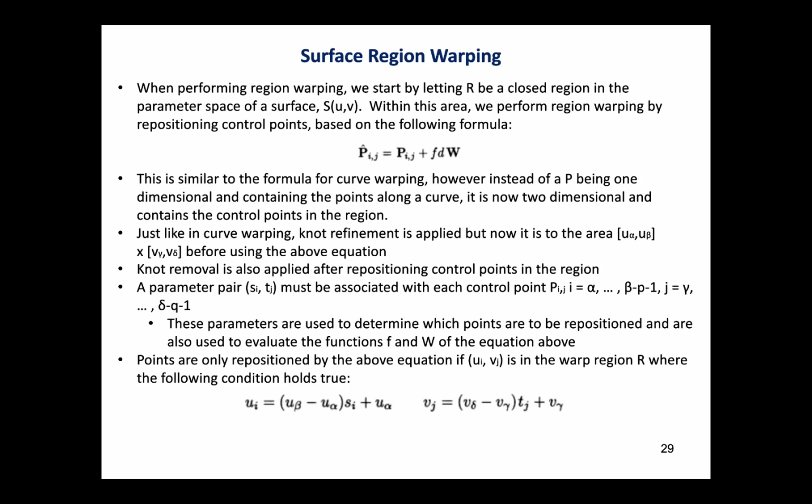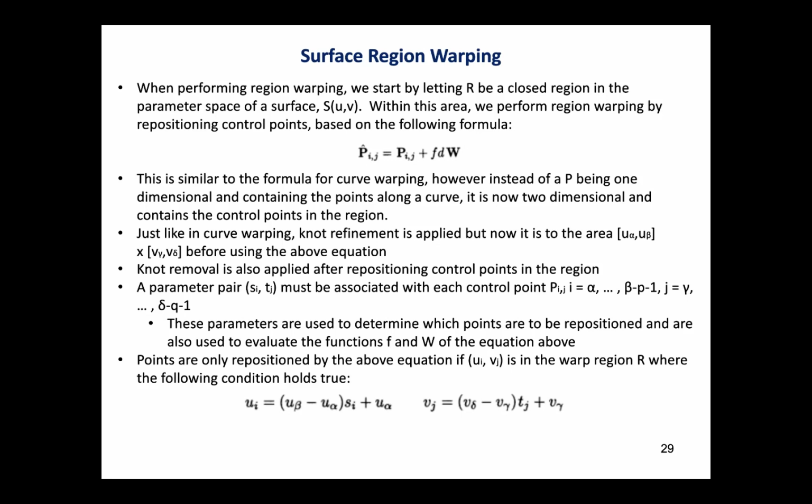So, first, we'll start with region warping. When performing region warping, we start by letting R be a closed region in the parameter space of a surface S of UV. Within this area, we perform region warping by repositioning control points based on the following formula right there, which is similar to the formula from before.